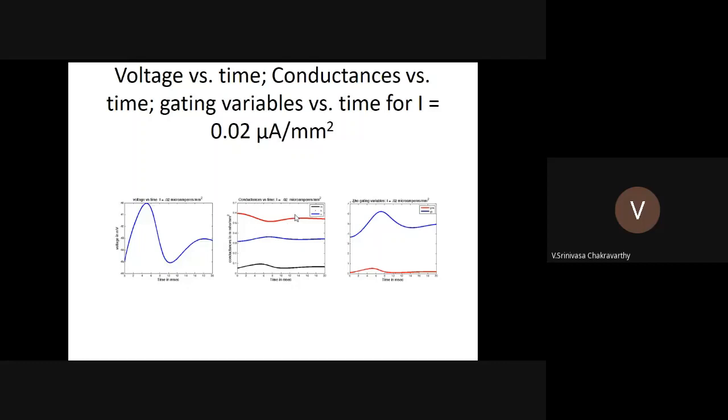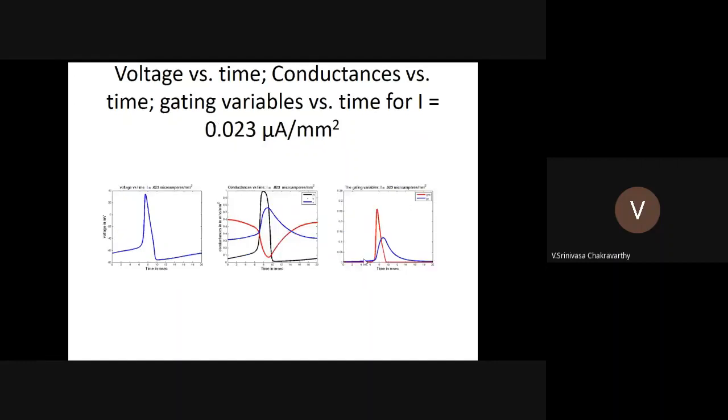And the M, H, and N curves look like this. And then the conductances, G Na and G K, they vary like this. So there's not much change. They're almost constant. But when you increase the current to 0.023, right?